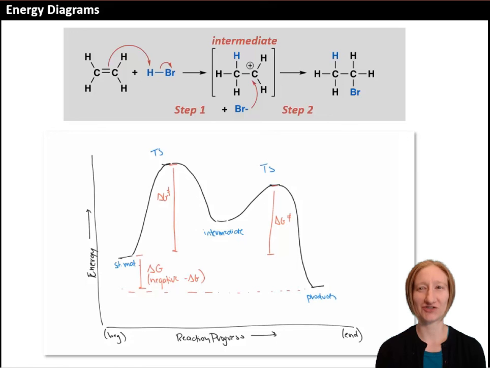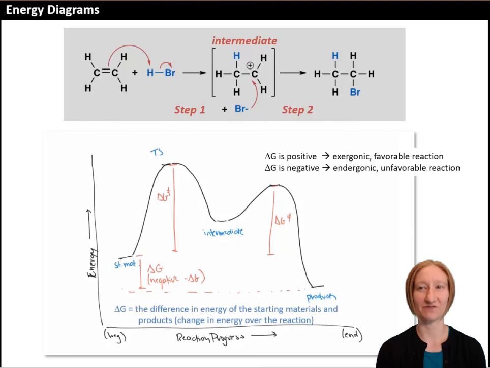The overall change in energy during the reaction, the difference in energy between the starting materials and the products, is delta G. This value tells us if the reaction is favorable or unfavorable. A negative value is where the products are lower in energy than the starting materials, and this indicates a favorable reaction.